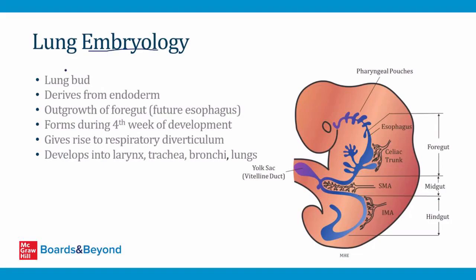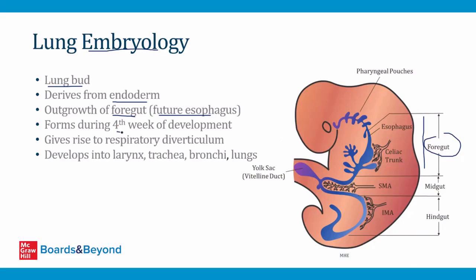So the lungs form from an embryologic structure called the lung bud that derives from endoderm. It's an outgrowth of the foregut, which will go on to form the esophagus. If you look at this cartoon on the screen here, this is the foregut, this structure up here between these two lines, and you get little buds coming off of it, and one of those buds is going to be the lung bud that's going to go on to form the lungs.